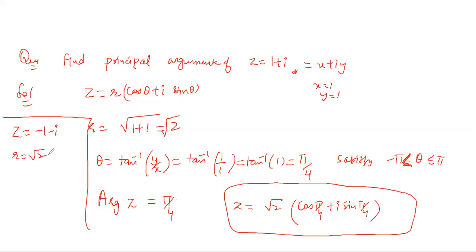So r is same, square root 2. And how will you find theta? Theta will be tan inverse y by x. So theta is tan inverse minus 1 by minus 1 because both are negative. So basically यहाँ से आपको लगेगा कि tan inverse 1, this is pi by 4. But it's not pi by 4 because both x and y are negative.